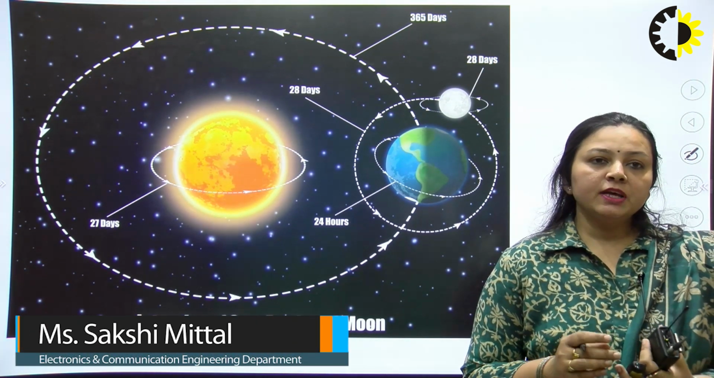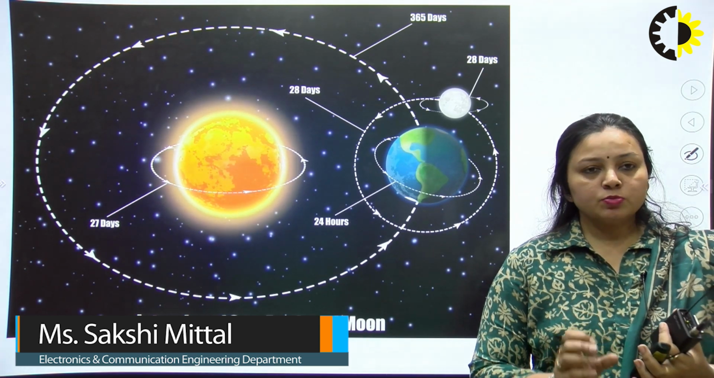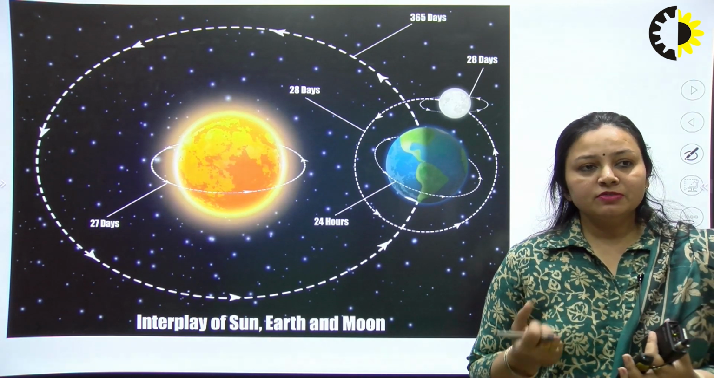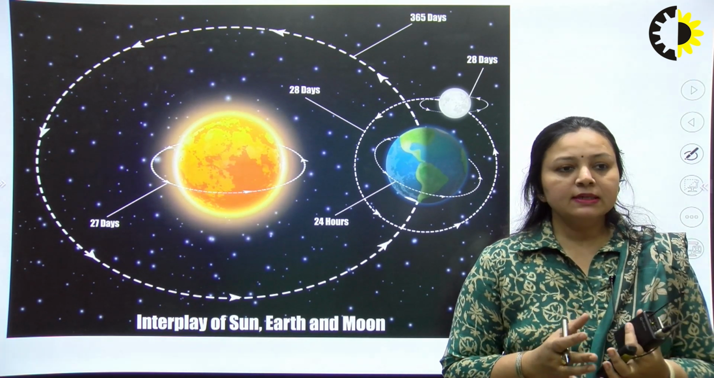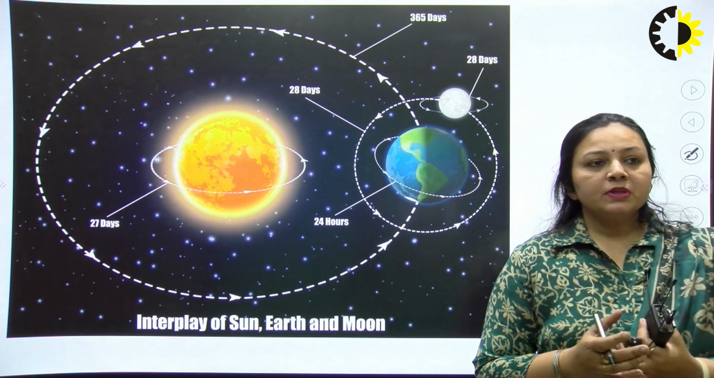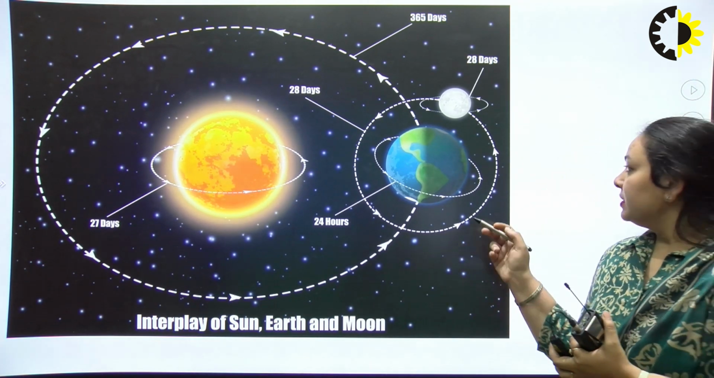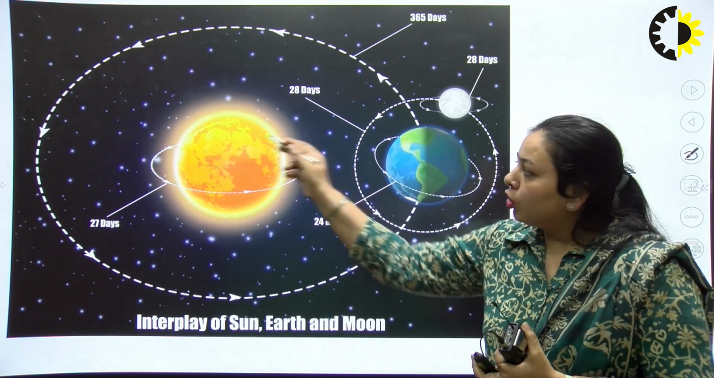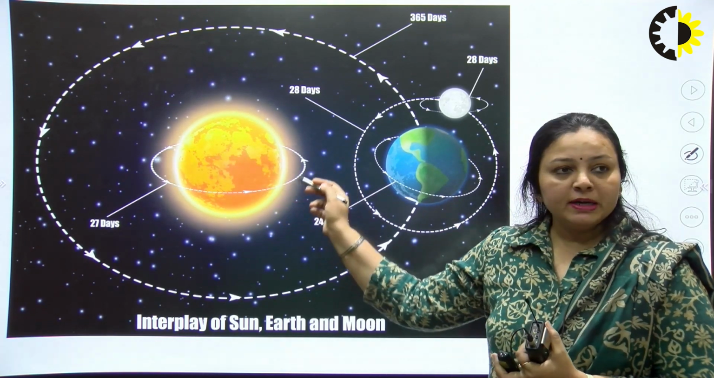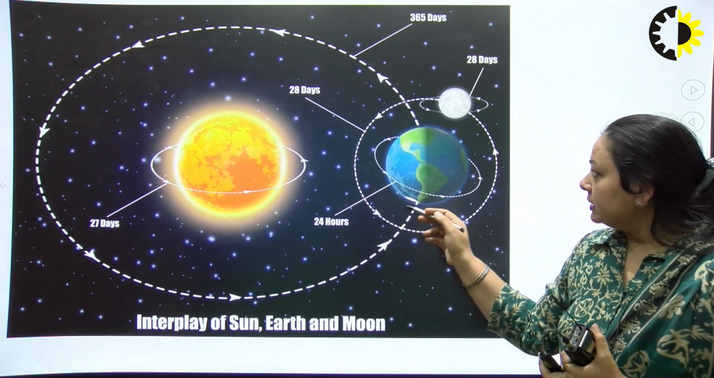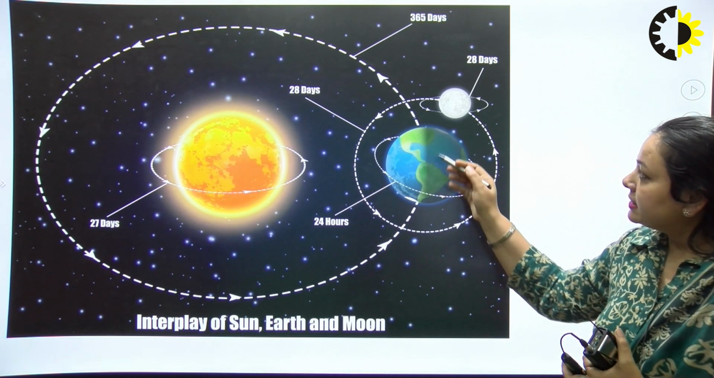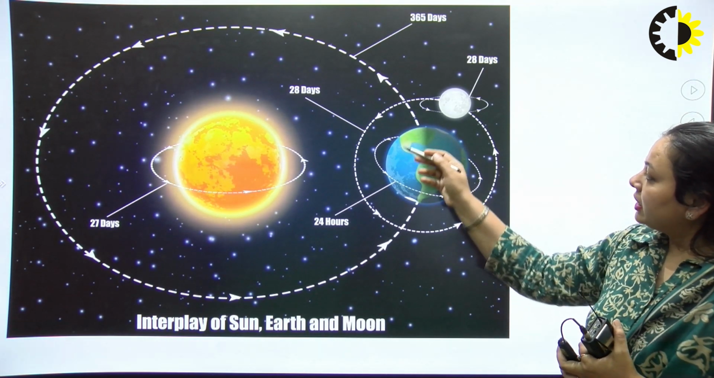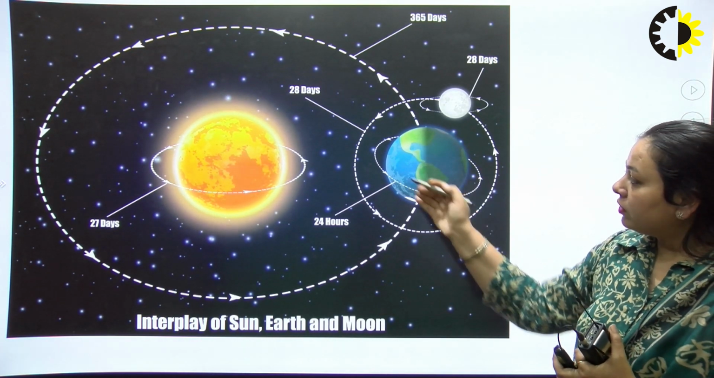As we know, if there are two bodies, a larger and a smaller body, with the smaller body revolving around the larger one, we call it a satellite. As we can see in the first slide, it is the interplay of sun, earth and moon. From the diagram, we can see that the sun is also revolving on its own axis. It completes its orbit in 27 days. We have the earth, which is orbiting around the sun, and it is also revolving on its own axis.